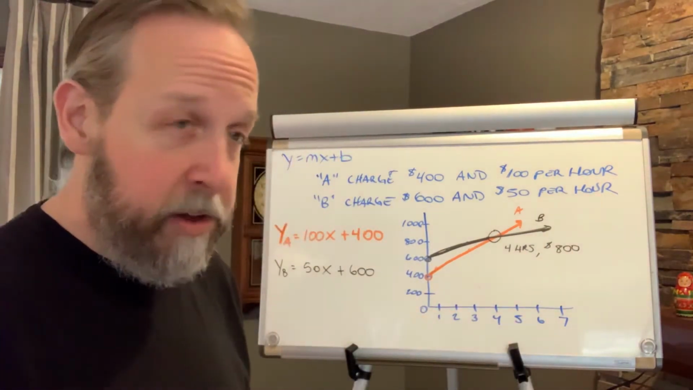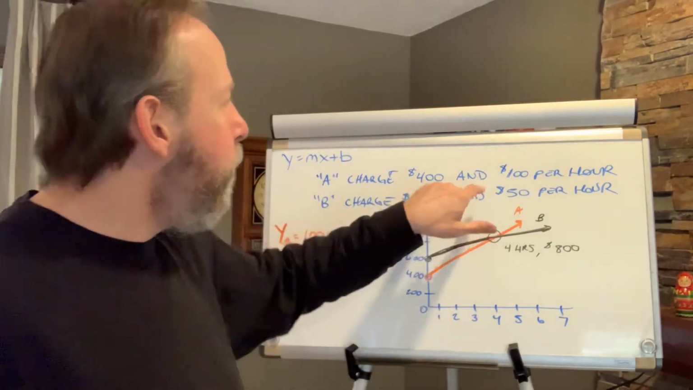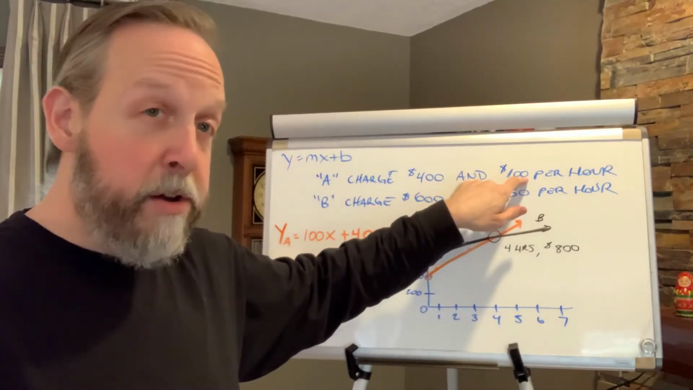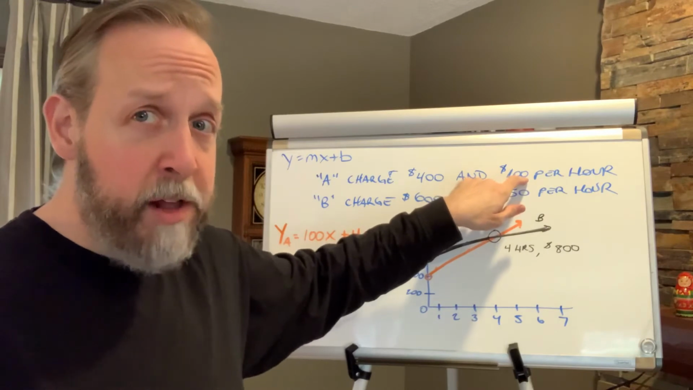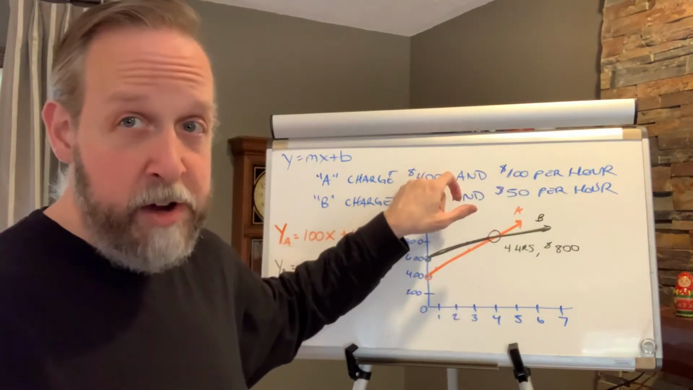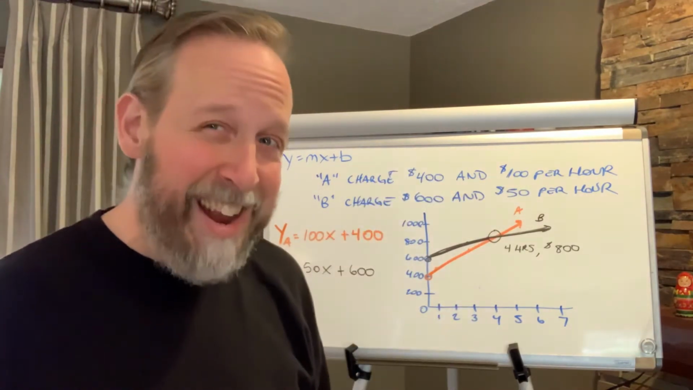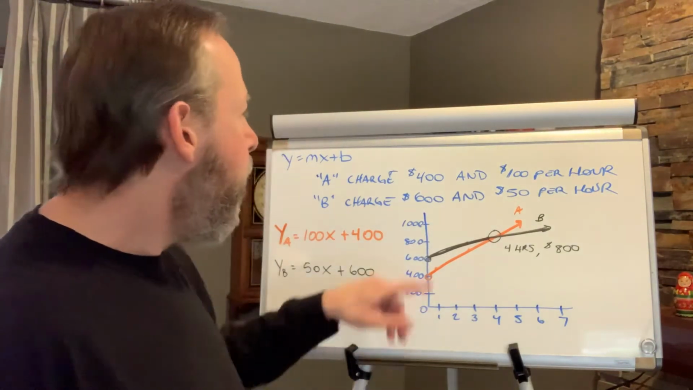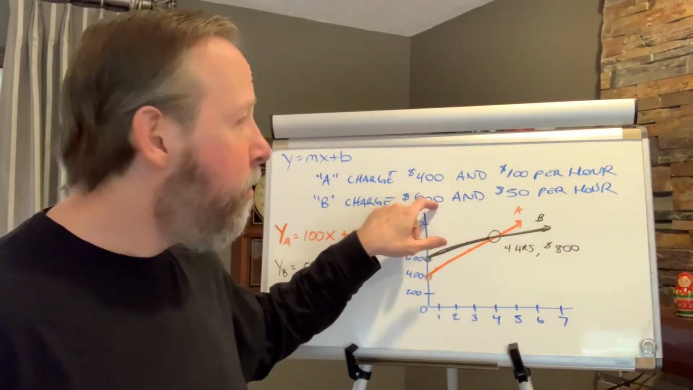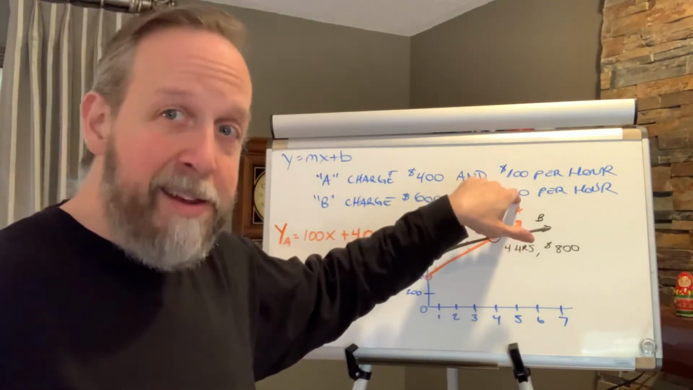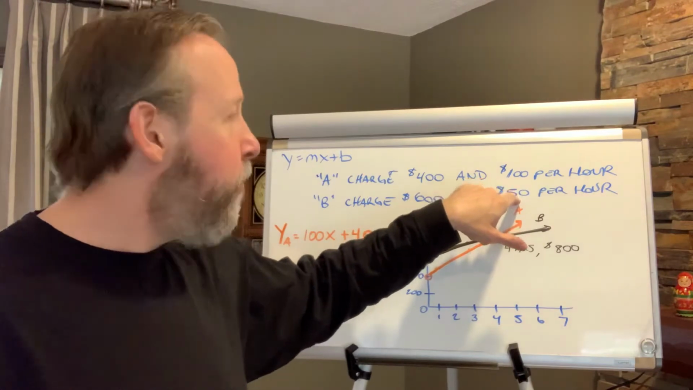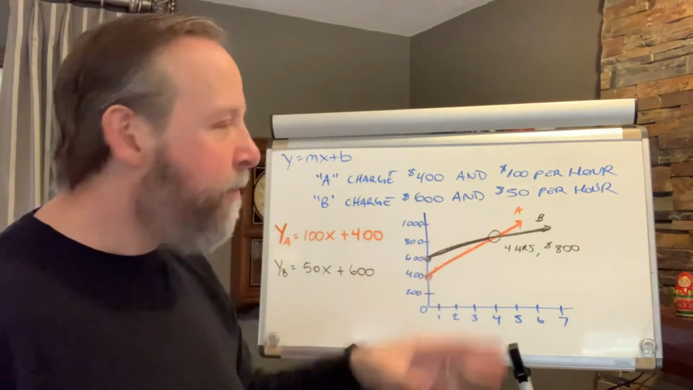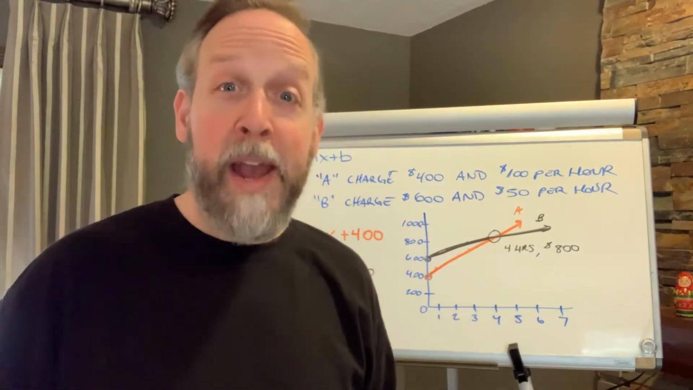Let's just make sure that makes sense. If builder A works for 4 hours, that's 4 hours at $100 an hour, which is $400, plus his original $400. So builder A does cost me $800 at 4 hours. Let's make sure it works for B also. B is starting off at $600. 4 hours at $50 an hour is $200 more, and $200 on $600 is $800. So at 4 hours, they're both going to cost me $800.